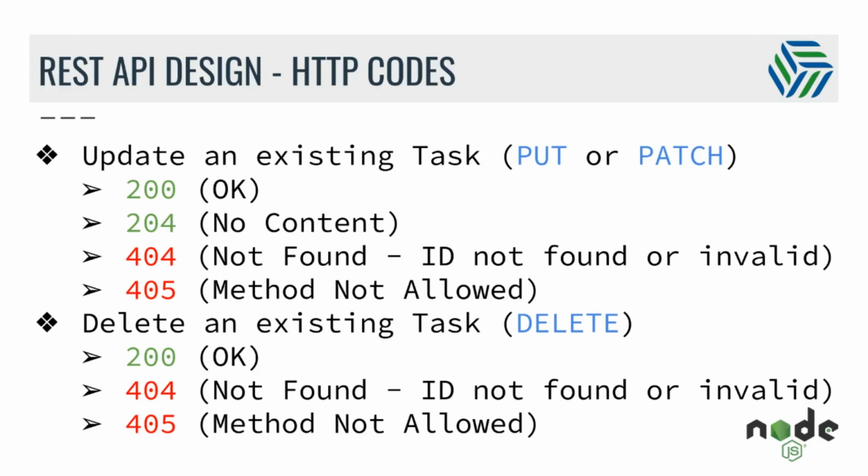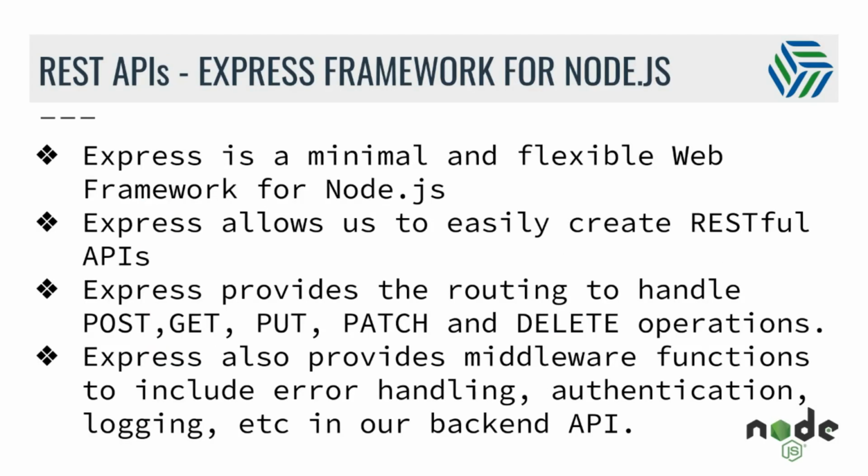And when we use the delete HTTP verb and the operation is executed successfully, we get a 200. And if the task is not found on the server, we get a 404. And if the delete method is not allowed by the server, we get a 405. Okay, let's review what Express is and how we can use it to create a RESTful API.